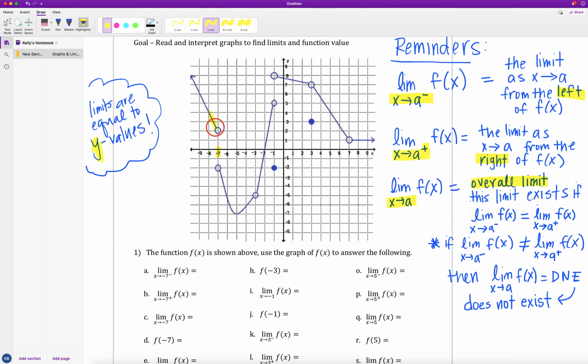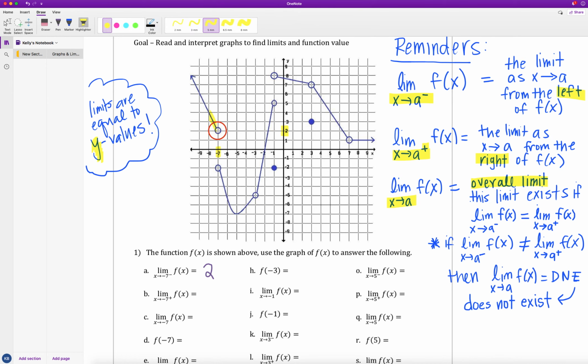Now, as we're approaching in from the left-hand side, we're approaching this open circle here at -7, but more importantly, the y value that goes with that is +2. So what that tells me right off the bat is that the limit as x approaches -7 from the left-hand side of f of x is going to be equal to +2.